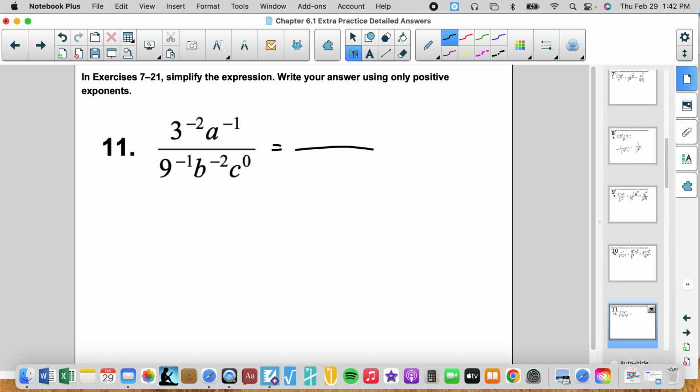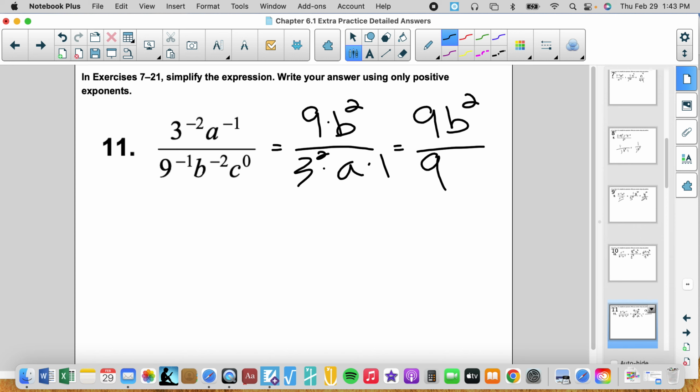3 to the negative 2, 3 squared goes in the denominator. A to the negative 1 goes down. 9 to the negative 1 goes up. B to the negative 2 goes up. And C to the 0 is 1. So we have 9b squared over 9a. And now we have to simplify those coefficients. So we get b squared over a as our final answer.